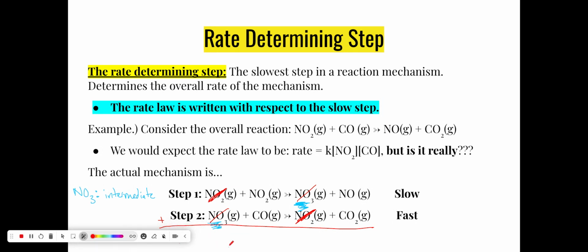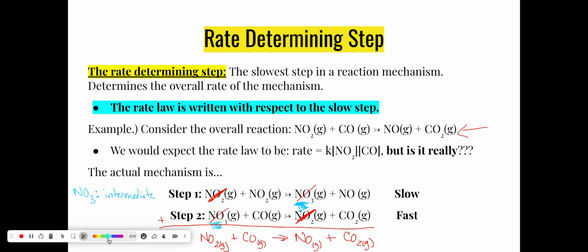Okay, so when I do that, guys, we're going to have our single molecule of nitrogen dioxide gas reacting with carbon monoxide, and it will produce nitrogen monoxide plus CO2. So this proposed reaction mechanism does indeed add to the overall reaction as shown.